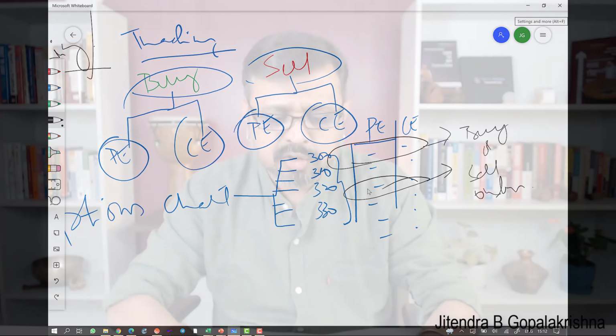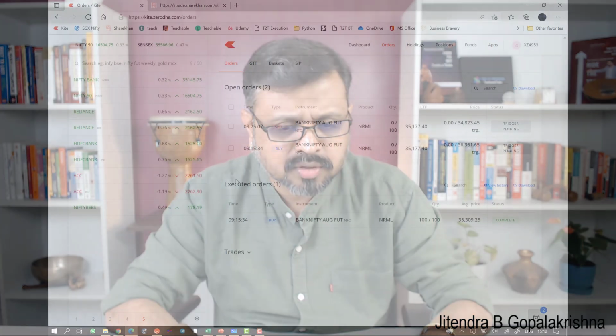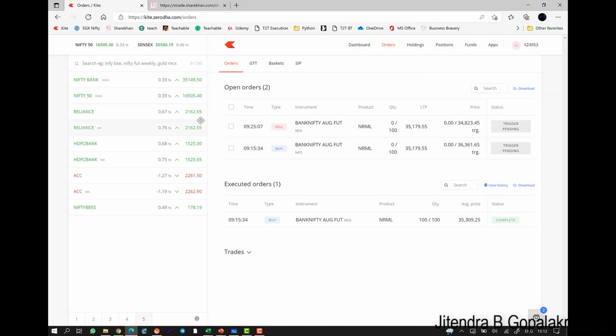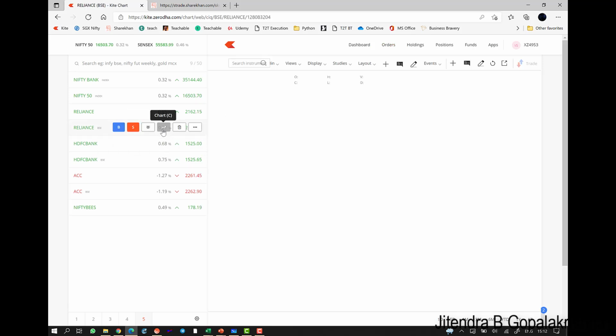So let me show that in any of our trading platforms to make it easy. I'm going to show it to you in Zerodha. So for example, let us say Reliance. I just have Reliance here. So Reliance today, if you notice, is trading at 2,162. This is what Reliance is currently trading at. And now if you want to trade, your analysis is on equity. This is equity, Reliance on NSE. So if you want to analyze that, you click on the chart.